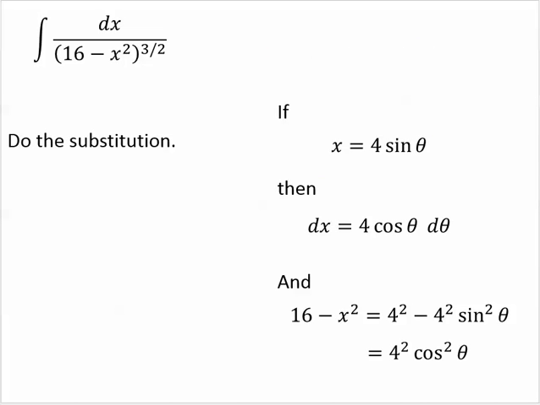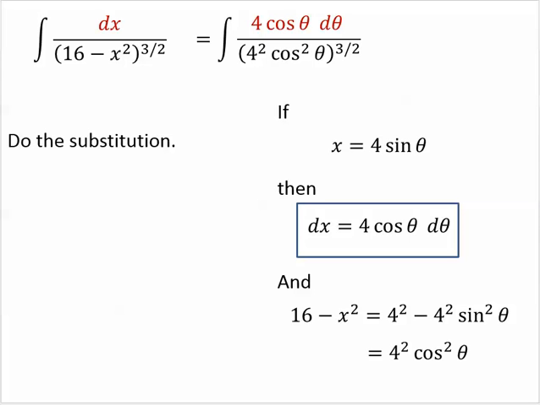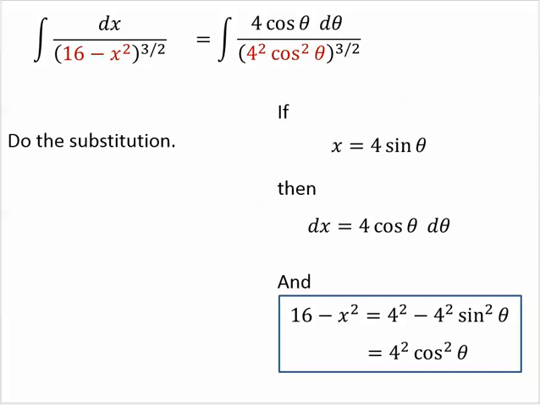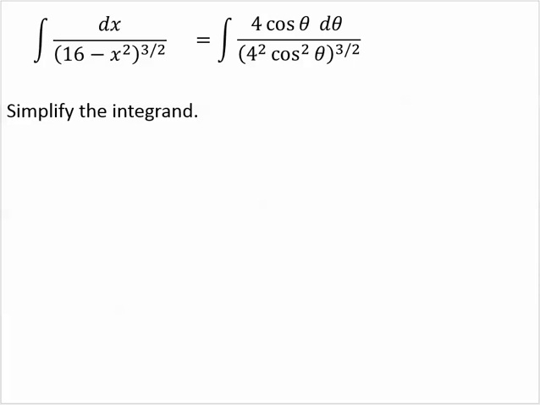We're now ready to do the substitution. When you do the substitution, it'll look like this. Instead of dx, I have 4 cosine theta d theta. Instead of 16 minus x squared, I have 4 squared cosine squared theta. Before we do anything else, we really need to simplify our integrand. The first thing is look at that expression in the denominator. Wow, that really needs some help now, doesn't it?